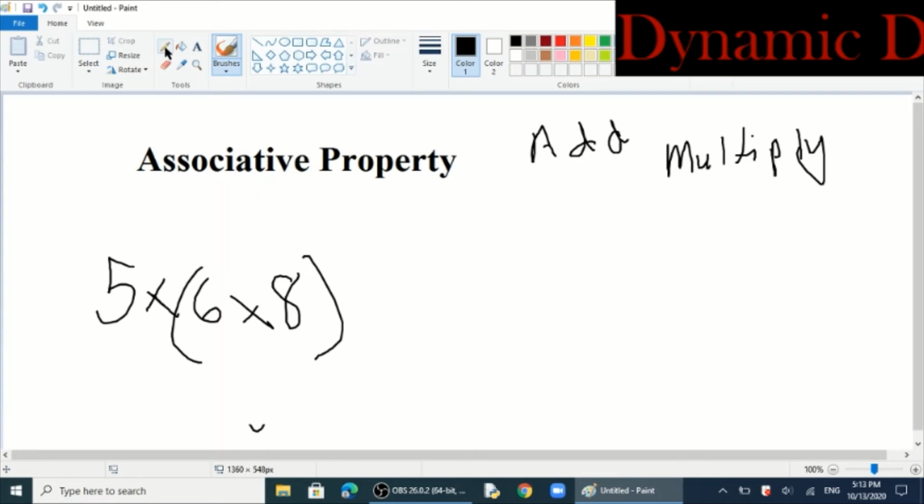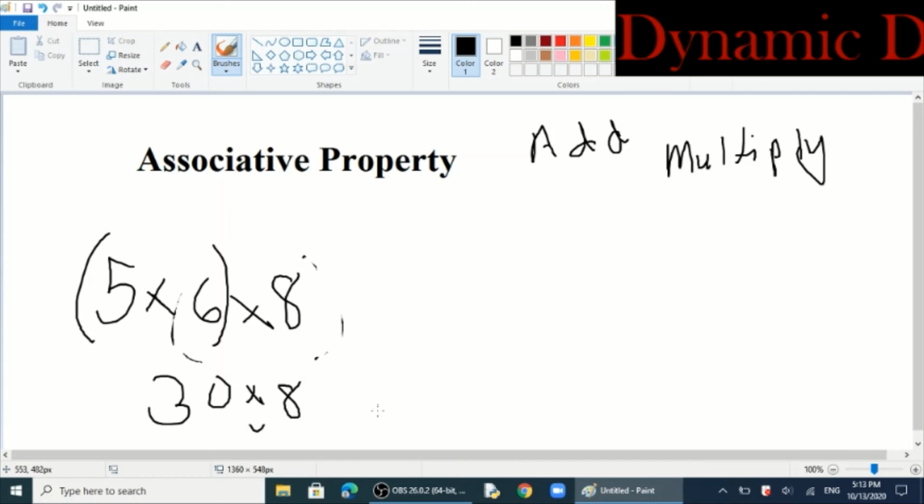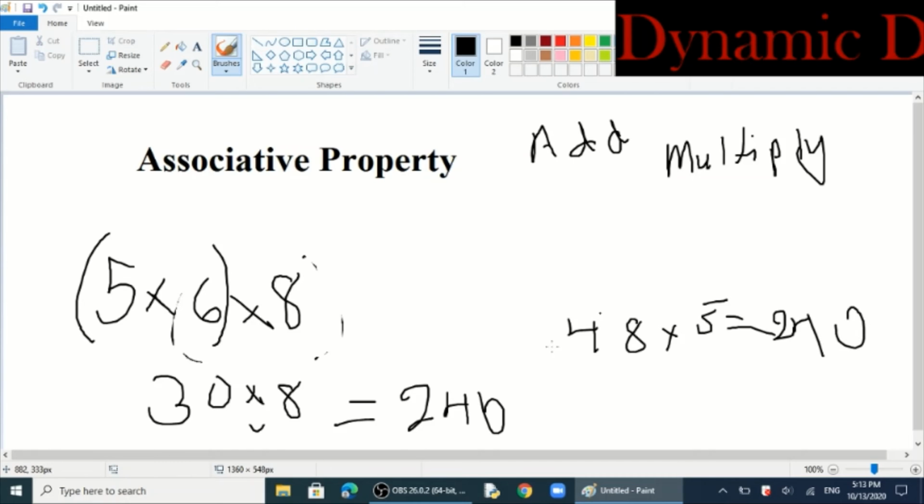So I'll show you. What if we change the grouping symbols? Okay. So it becomes like this. Then I have 30 times 8, which is simpler than 48 times 5. I know they both equal 240 now because I did it, but 30 times 8 is easier than 48 times 5. Okay?